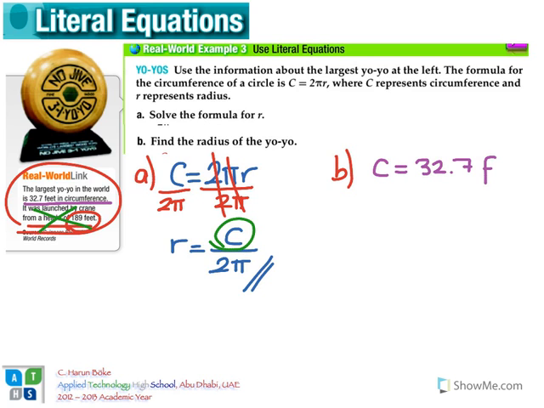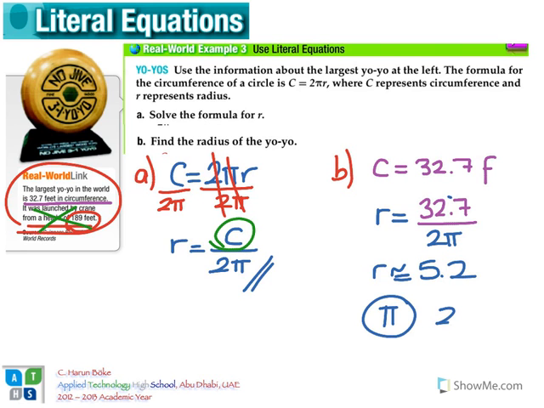Now, if we substitute the circumference here, it will be R equals 32.7 feet divided by 2 pi. So if you use your calculators here, you are going to find R to be about 5.2. Remember, you're going to use the symbol pi in your calculator. You're not going to use 3.14 or 3.1 or 3. No, we are going to use the button pi to calculate R. So the value of R is approximately 5.2.